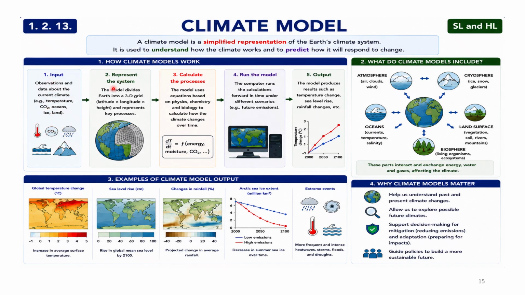The Earth is then divided into a three-dimensional grid, allowing interactions between the atmosphere, oceans, cryosphere, biosphere, and land surface to be represented mathematically. Computers run calculations under different scenarios, such as low or high greenhouse gas emissions. Model outputs include projections of global temperature rise, sea level increase, rainfall changes, Arctic sea ice decline, and extreme weather events. For example, higher CO2 emissions generally lead to greater warming and sea level rise.